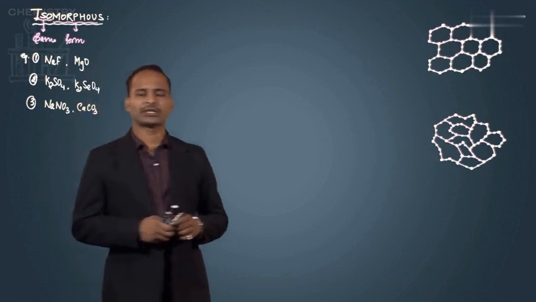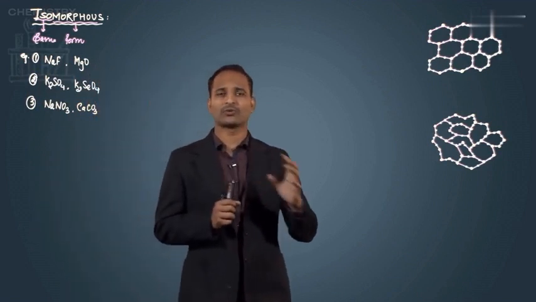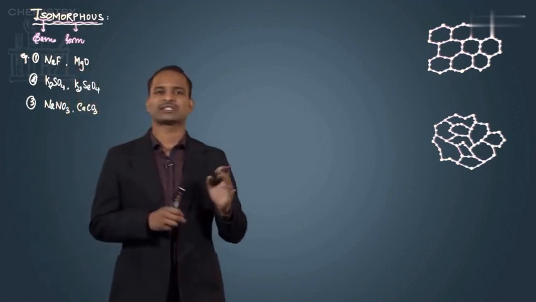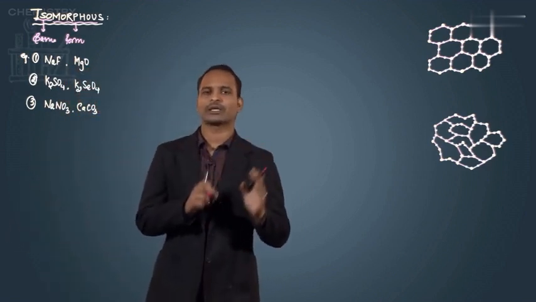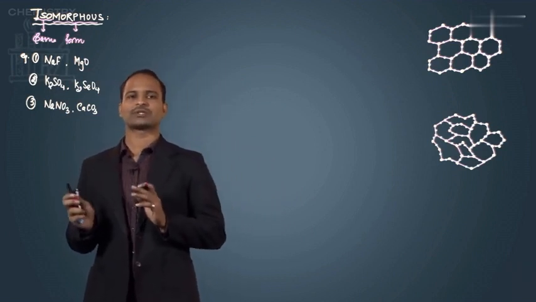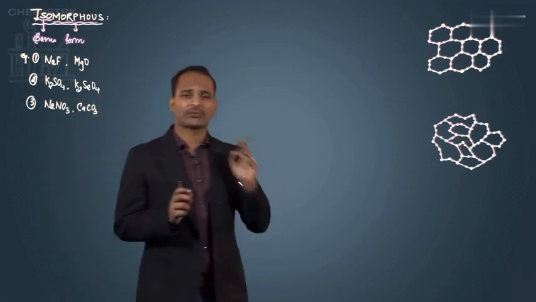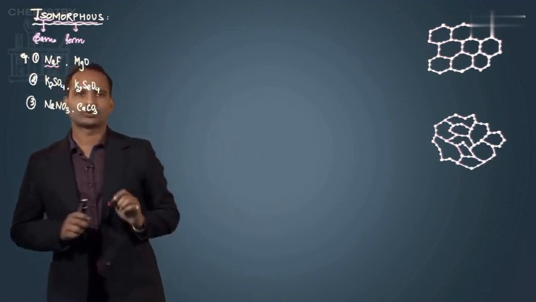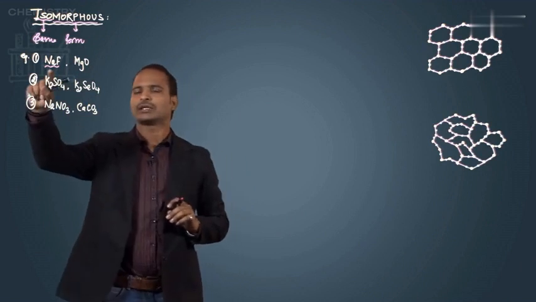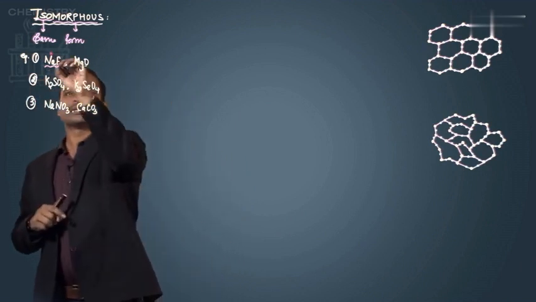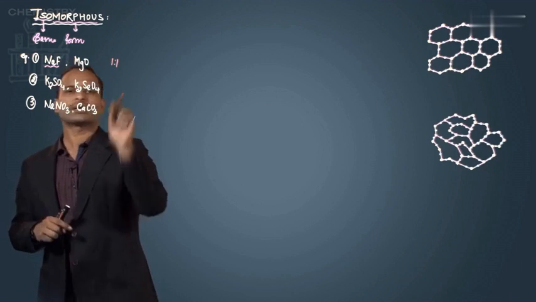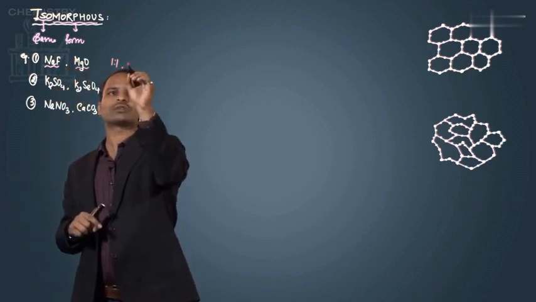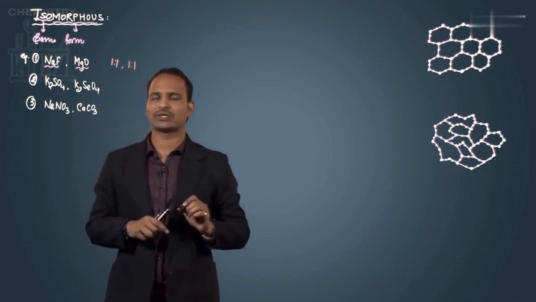Now it has been observed that in the case of isomorphous substances, two or more substances have approximately the same arrangement and their atomic ratio is the same. Let's see this. In sodium fluoride, there are two atoms, sodium and fluorine, and the ratio is 1:1. The same ratio we can see in magnesium oxide, where the ratio of magnesium and oxygen is 1:1.